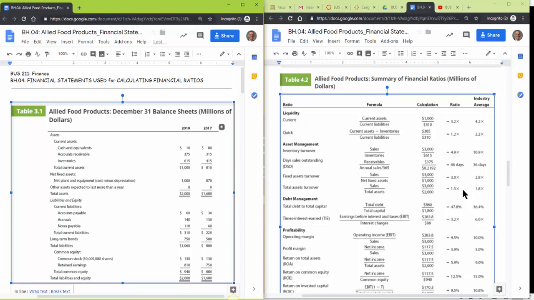It uses its assets well to generate sales, but it's very slow in making the sale, and it is very slow in collecting cash after the sale is made.